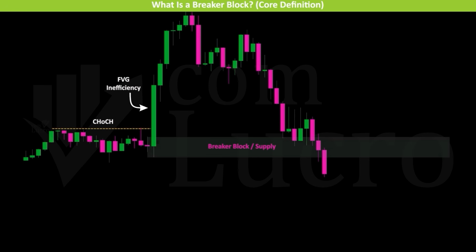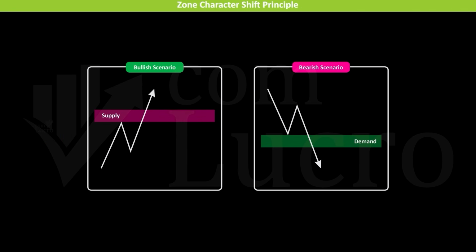In practice, a breaker block helps mitigate positions and often becomes an area where traders add to their positions. There is also an important principle to keep in mind. Whenever price breaks through a key demand or supply zone without showing respect, that zone automatically shifts its characteristic. A supply zone becomes demand, and a demand zone becomes supply. The same principle applies to order blocks.